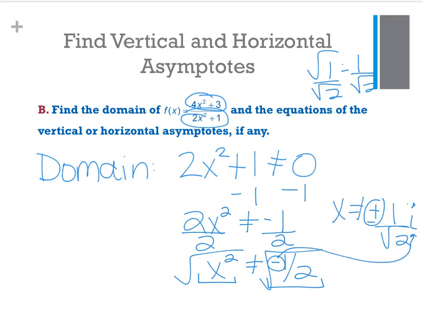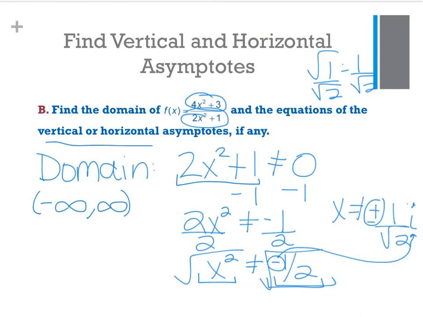So here's the deal though. There's no x value that's squared that is going to give me negative 1/2. Thus, there are no restrictions on our domain. There is no x value that's going to create a 0 in our denominator. So our domain in this case is all real numbers. Since, again, there's no restrictions on x, there's no x value that is going to give me 2x squared plus 1 equal to 0.